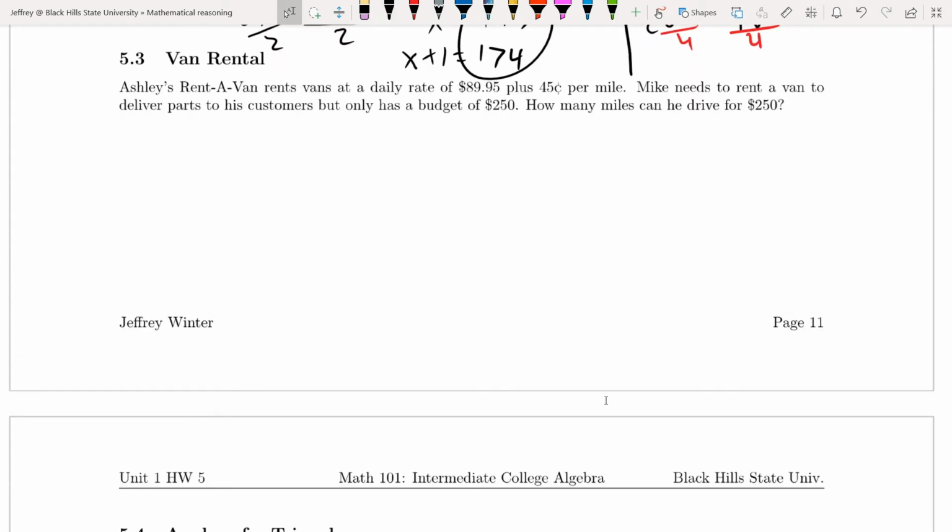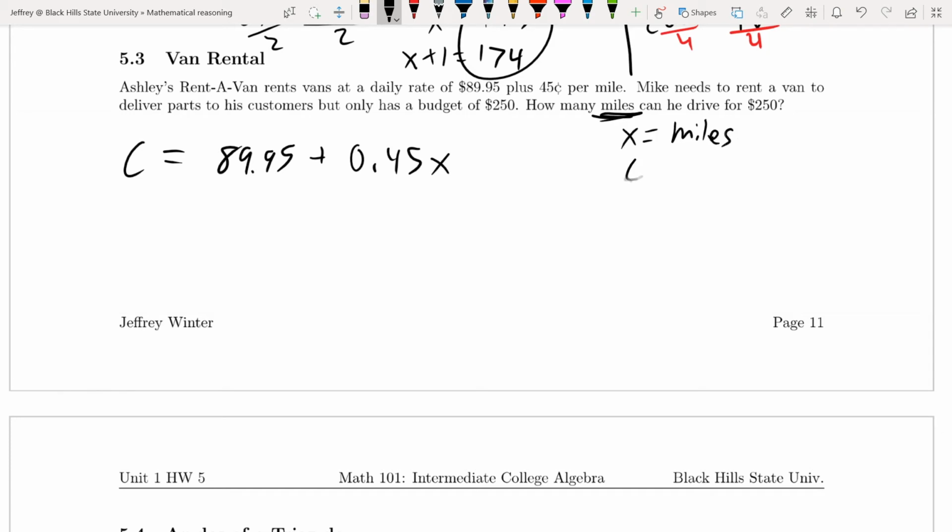So in this example, we're going to look at how to figure out how many miles Mike can use this van rental service. So they have a daily rate of $89.95 plus 45 cents per mile. So in this case, we have to be a little bit careful on what our variables are. I would say that the cost of this rental service, we're going to just call that C. And I think in this case, we're trying to figure out how many miles. So we're going to let x be the number of miles.